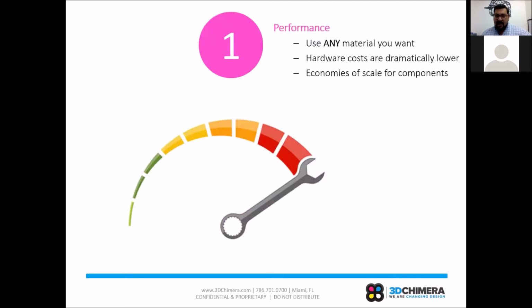So on the performance side, of course, having the variety, having the flexibility to use any material you want is valuable. It allows you to source hardware at a lower cost, right? So you're able to take advantage of some of the open marketplace and economies of scale for components and pieces on the machines. And it also allows the materials companies to provide materials at a lower cost as well. So there's a lot of really interesting things that come out of the performance side.